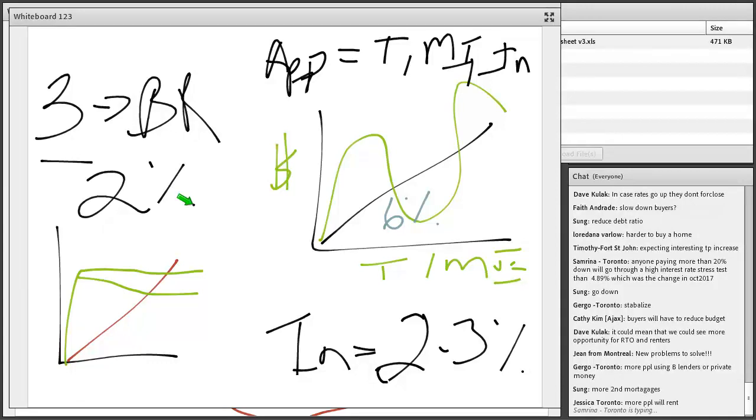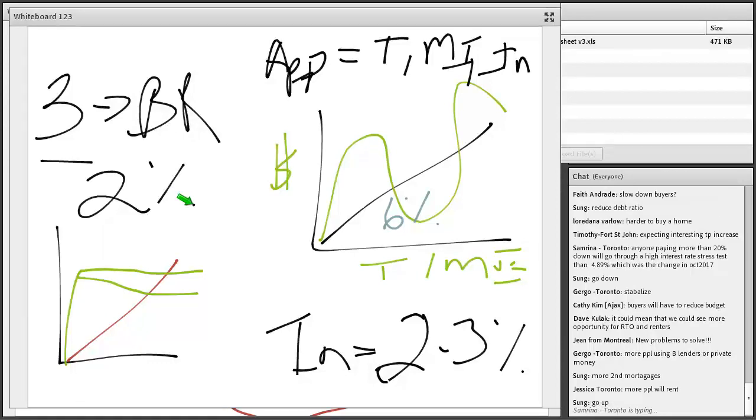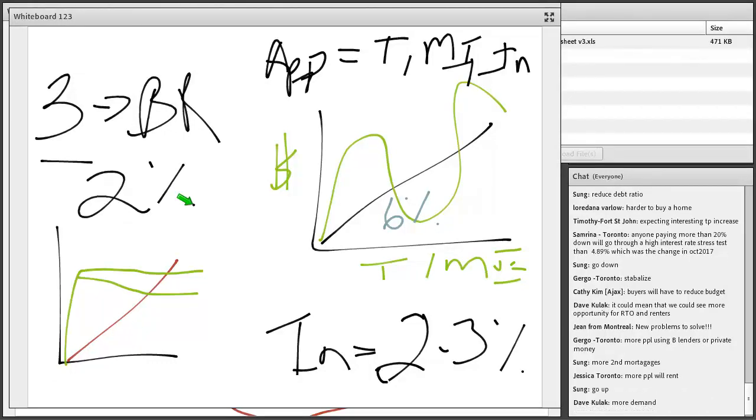More people will rent. Absolutely, Jessica. We're going to see a shift to renting because people can't qualify. Now, this is what's interesting. If more people are renting, what's going to happen to the rental market? It's going to go up. Absolutely.